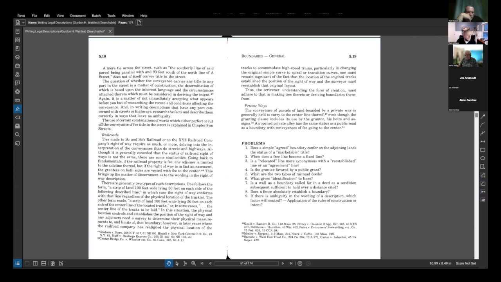And I wonder if he's talking about, because we didn't really read into this a ton, he says there are generally two types of descriptions. One follows the form a strip of land, and the other reads a strip of land 100 feet wide, lying 50 feet on each side of the center line. The center of the tracks be laid. In the association, physical location control establishes the position of right-of-way, and the adjoiners need a survey to determine their physical measurements to and limits of boundary.